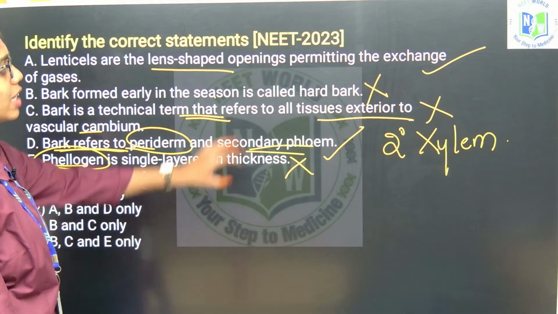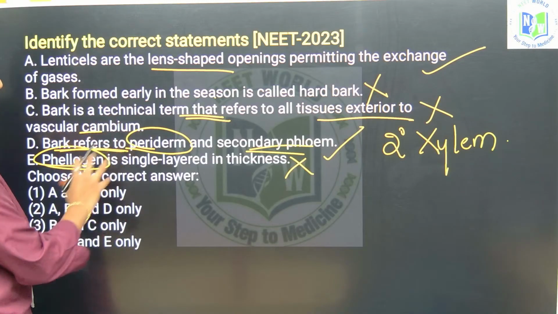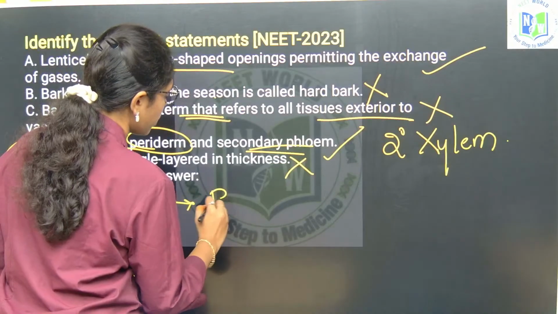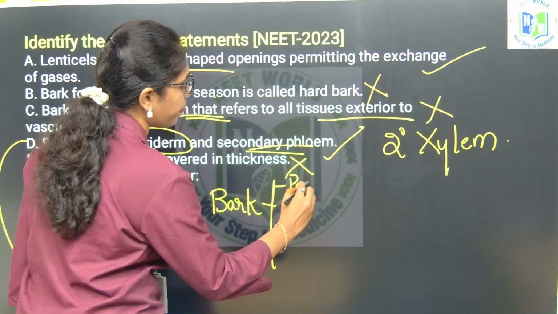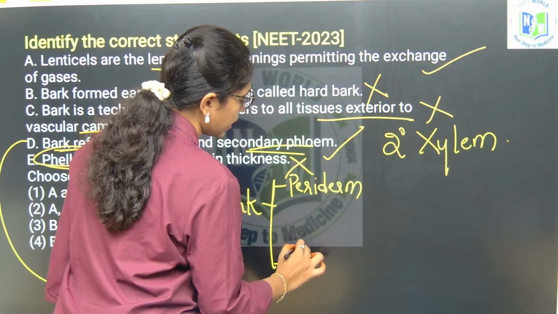So in this case, what option is correct? Bark refers to periderm and secondary phloem. Let me explain this statement in brief, because most of the students will have some doubt. Bark refers to periderm and secondary phloem.